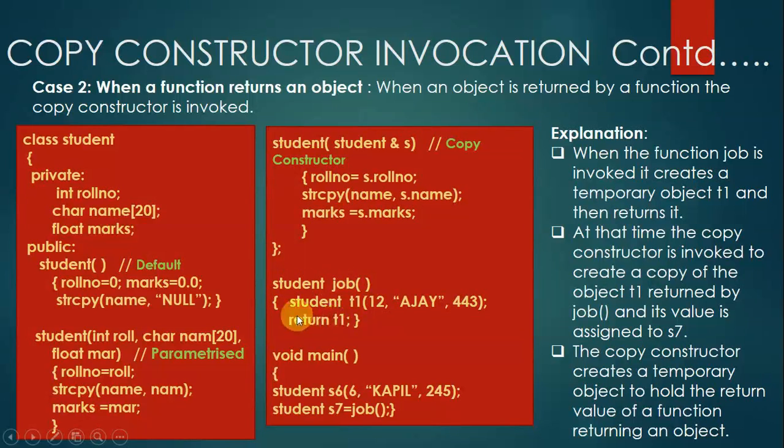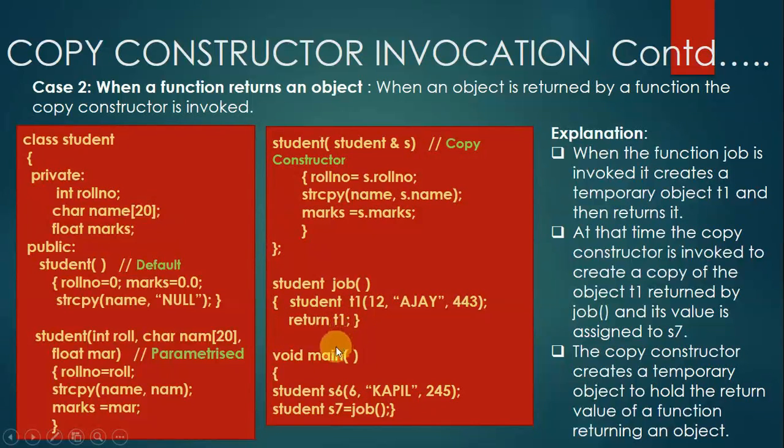So in this function, what I'm doing is creating one object T1 and giving values to it: 12, Ajay and 443. So this time, what type of constructor is called? I hope you remember. Parameterized is called because I'm passing values for the data members of the object T1. The T1 object will be created and these values will be assigned to the data members of the object T1. Now I'm returning this object T1 here.